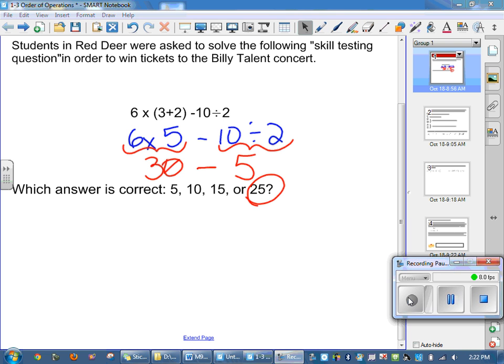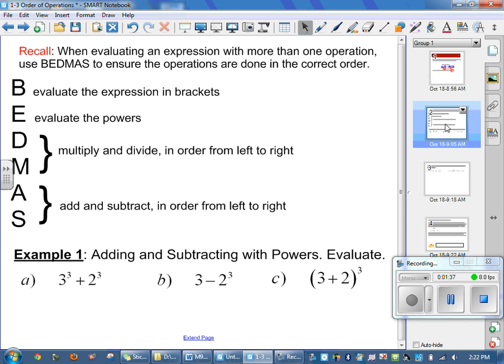Okay. So now we're going to take a look at what BEDMAS actually tells us. Brackets always go first. We have to solve inside them if we can. Sometimes we can't solve inside them. Then we evaluate powers if there's exponents. We solve the exponent second, and take the next step.